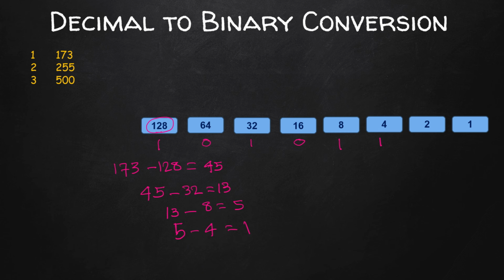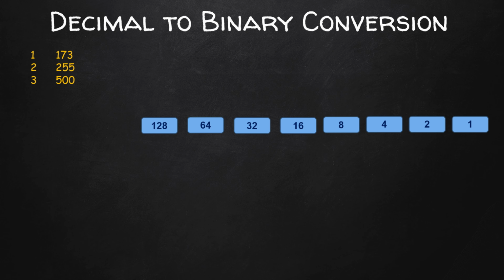Then I will go to the next one. It has a value of 2. So I cannot select that. I will make it 0. Then the next one is 1. What I need exactly is 1 and what I have is 1. So I will select that. So the requirement minus the selected is equal to 0. So here I get the binary equivalent for decimal 173. 173 is equal to 10101101. So this is the binary conversion of the decimal value 173.